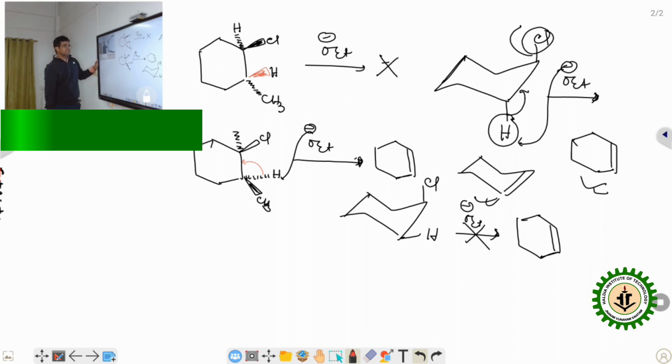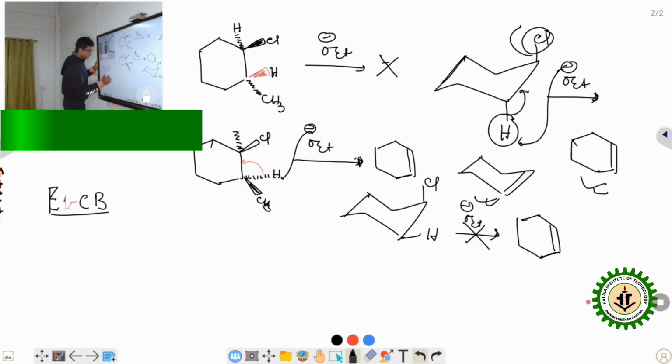Now, another type of elimination reaction is E1Cb. It's a special kind of reaction. E1Cb means elimination, unimolecular, through the conjugate base. C for conjugate, B for base: conjugate base.